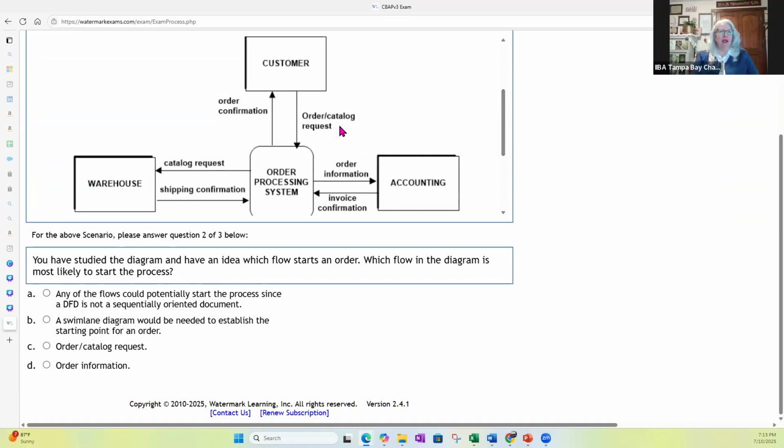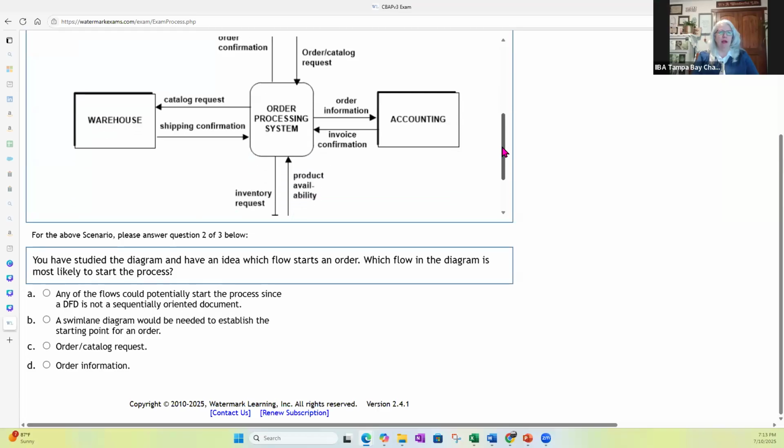You have studied the diagram, this one up here, and have an idea of which flow starts the process. Which flow in the diagram is most likely to start the process? This is the data flow diagram. Any of the flows could potentially start the process since the data flow diagram is not a sequentially oriented document. A swim lane diagram would be needed to establish the starting point for an order. The order and catalog request is the starting point for the process, or order information is the starting point for the process. Let's start at the bottom.